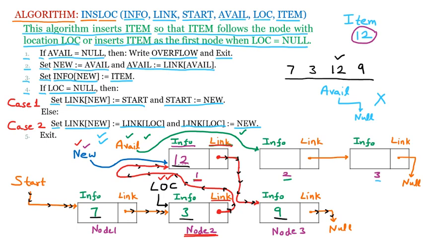Now with the help of this, if the location is given, we can place anywhere. We can place it at the first position, last position. So depending upon the location, we can insert the item at any of the position. So this is how we can insert an element into the linked list at specified location.